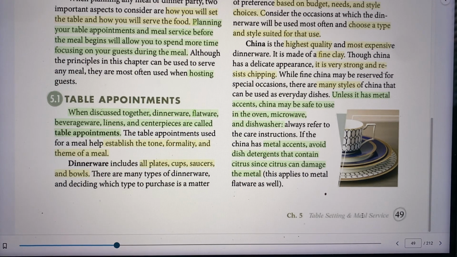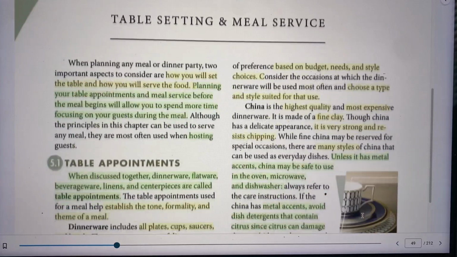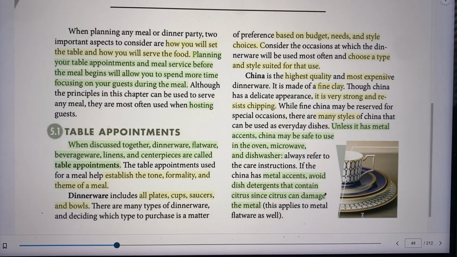So what is dinnerware? Well, dinnerware, you can imagine, includes all of our plates, cups, saucers, and bowls. And there are many types of dinnerware, and we can buy the type that we like, whether we're going to have it for a formal party or just for our informal, daily use. So it's important that you pick out your dinnerware, your plates and cups and saucers and bowls, right? And it's based on your budget.